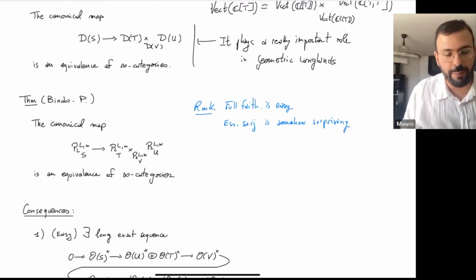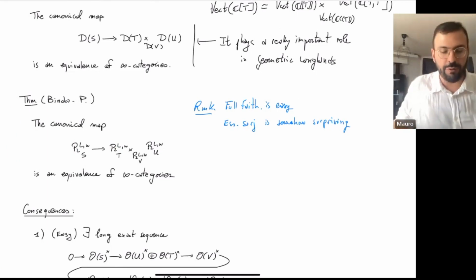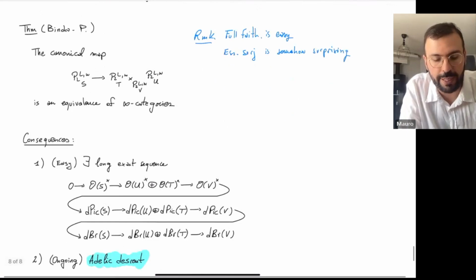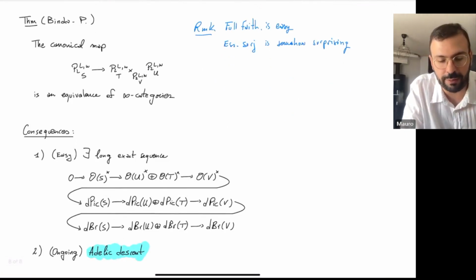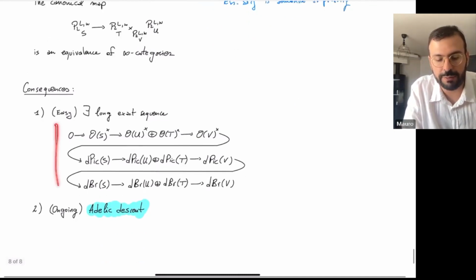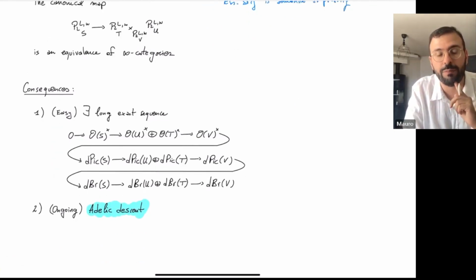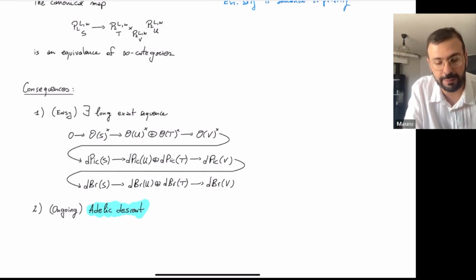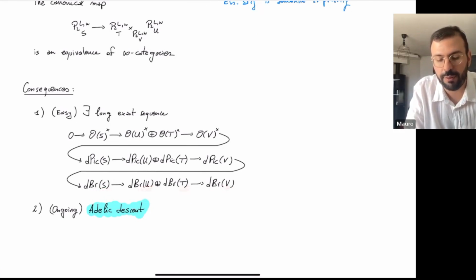Okay, and so why do we care about this kind of statements? So first, you can ask what kind of consequences can I get out of it, concrete consequence. The most concrete consequence is the existence of some long exact sequence for Brauer group that relates the Brauer group of the whole thing with the Brauer group of an open and the formal completion at the point. And it involves, so this map is typically not injective.